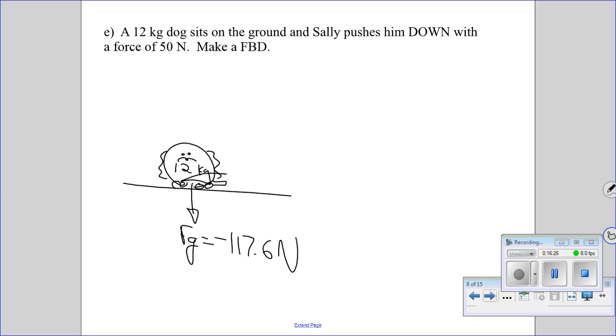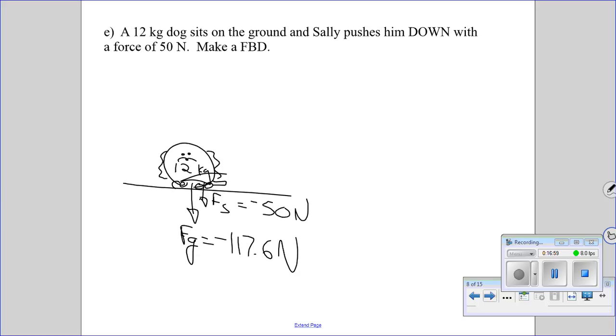Step two, are there any explicitly described forces in the problem? Yes. Sally is pushing the dog down. So the dog's sitting there, and Sally's doing this. I don't know why. She is. Sally has dog problems. All right, so here we go. Force of Sally, negative 50 newtons. All right, so the dog is sitting here on the ground, just like my water bottle. She's pushing down on it. That's it. That's all we know explicitly. That's all we know, right?